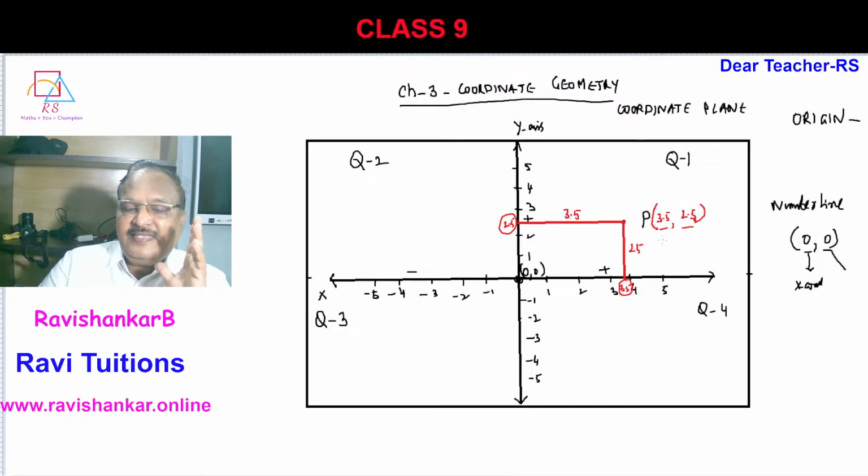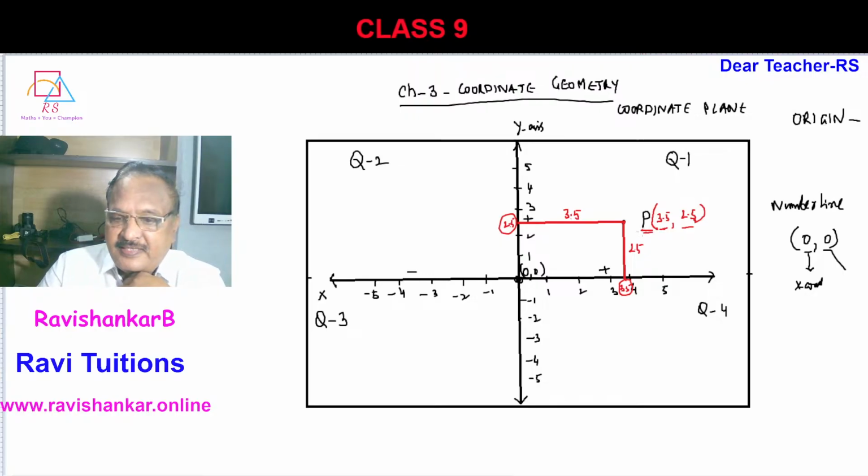So first, always the x-axis value should come here, that is the x coordinate. The x coordinate gives the horizontal distance, 3.5. The y coordinate gives the vertical distance. So where is P now? It is 3.5 horizontally and 2.5 vertically. So 3.5 comma 2.5 is the location of P. Our GPS is completely based on this concept only. That is why this entire plane becomes the coordinate plane.